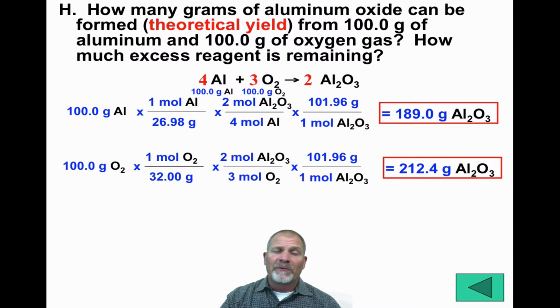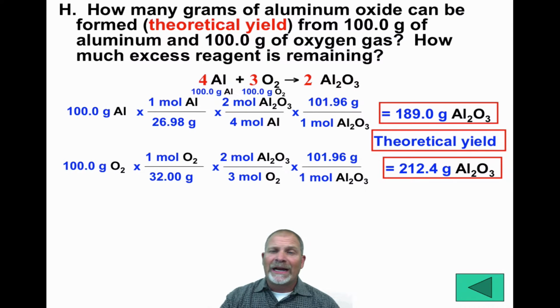Now to figure out my limiting reagent, remember we'll go after the smaller amount. Just remember, the bread gave us 4 sandwiches, the cheese gave us 6, we went for the lower amount. So we're going to go for the lower amount, which was 189.0. You'll never get the 212. Why? Because your limiting reagent, aluminum, will run out. And that's the gasoline in your vehicle. Once it runs out, the reaction stops.